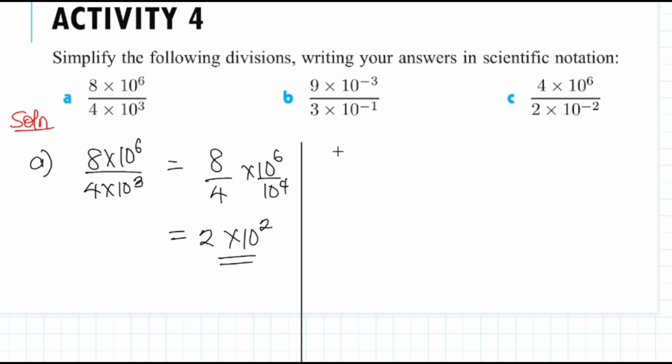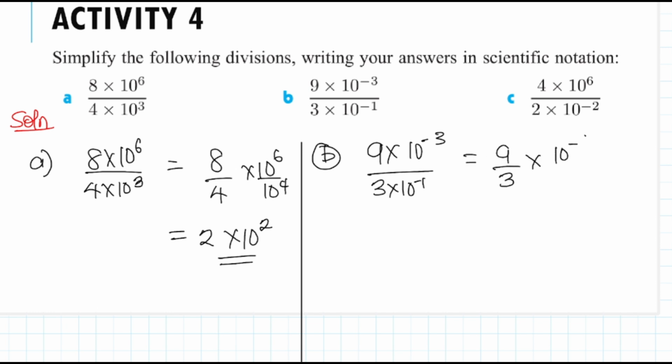So let's take one more, B. 9 times 10 raised to the power minus 3 all over 3 times 10 raised to the power minus 1. So collect like terms. 9 over 3 times 10 raised to the power minus 3 all over 10 raised to the power minus 1. And then that will be 3 in 9 is 3 multiplied by 10 raised to the power minus 3 minus minus 1.